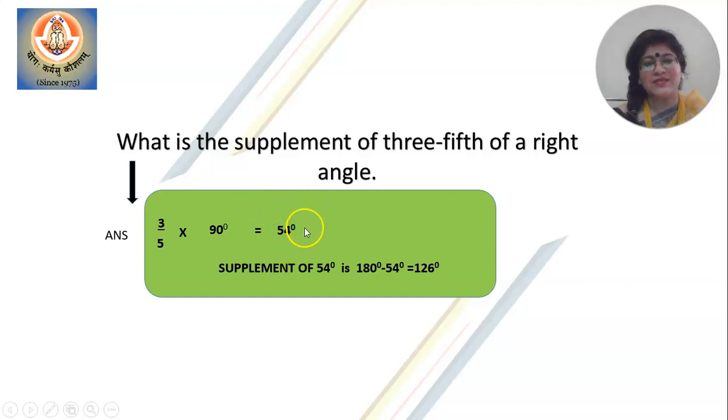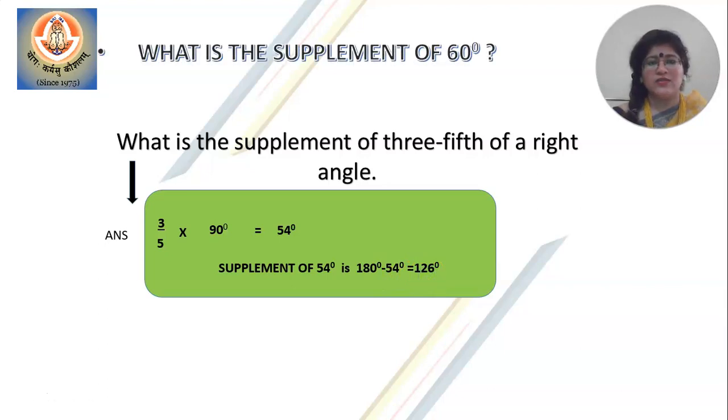So what will be the supplement of 54 degree? What is the meaning of that? When they ask you to find the supplement of 54 degree, you have to subtract this 54 from 180. So the supplement of 54 degree is 180 minus 54, that is 126. So these were some of the questions.